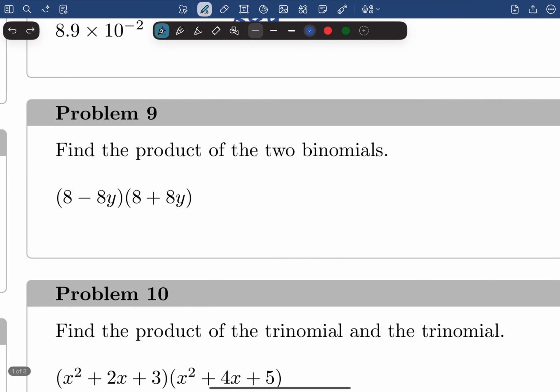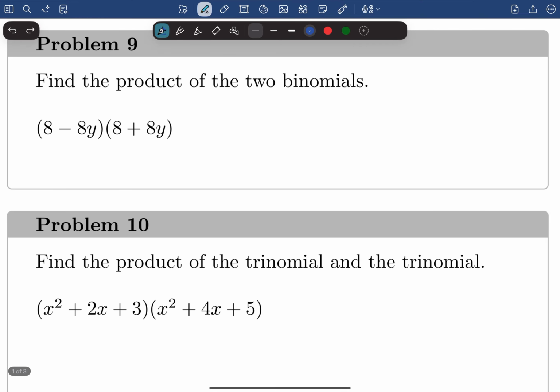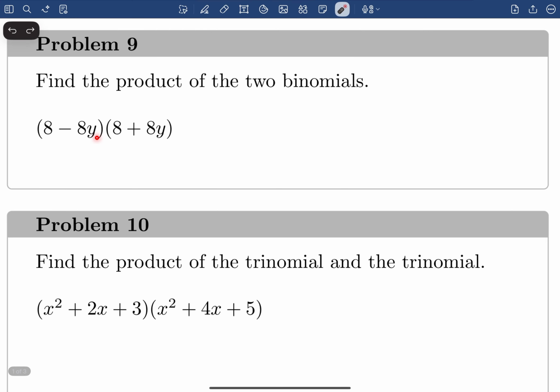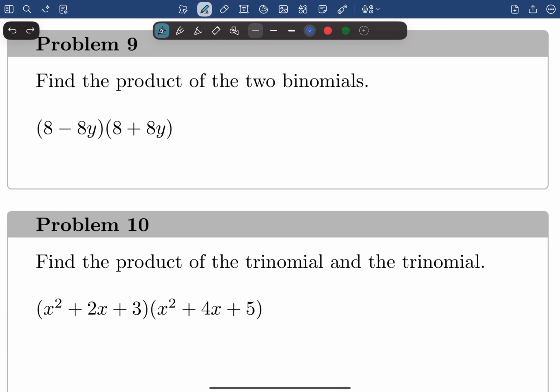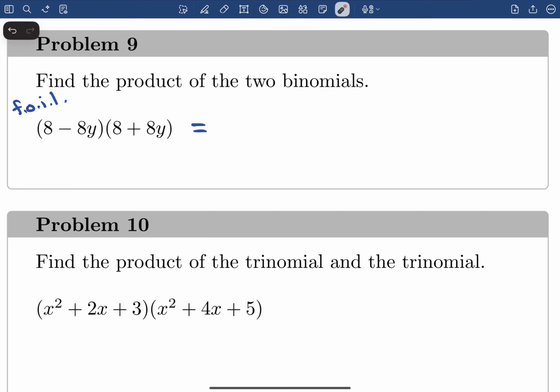Good luck. Problem number 9, find the product of the 2 binomials. We're going to multiply this binomial times this binomial, which uses a process called foiling. So you can always foil when you find the product of 2 binomials. What does foiling stand for? It stands for first, outer, inner, last.